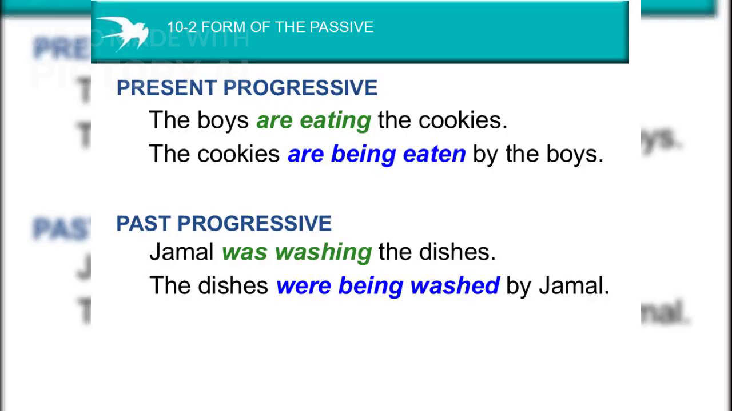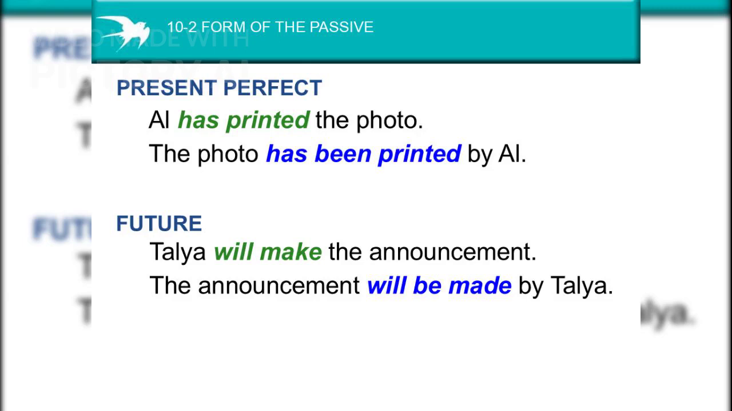In present progressive, the boys are eating the cookies changes to the cookies are being eaten by the boys, emphasizing the ongoing action. For present perfect, Al has printed the photo, becomes, the photo has been printed by Al, showing the completed action.